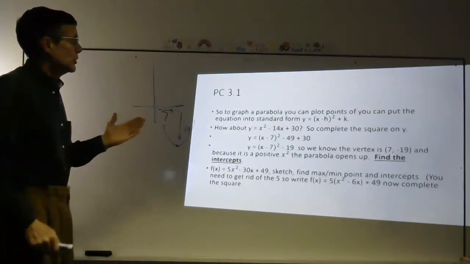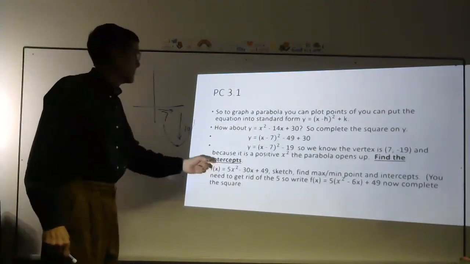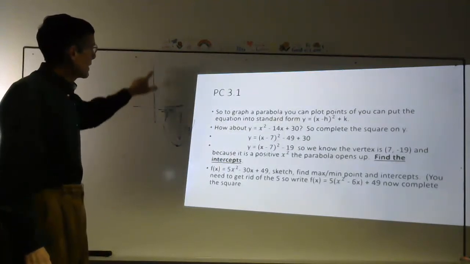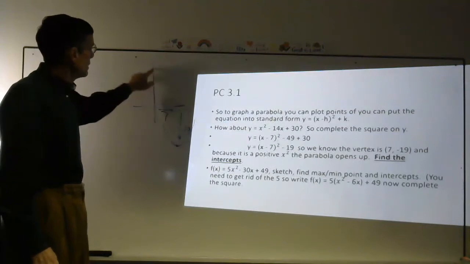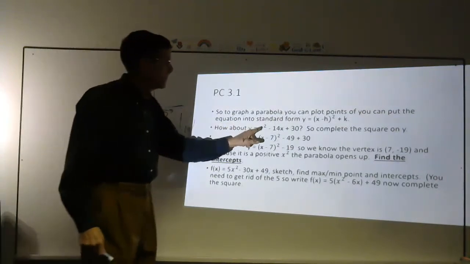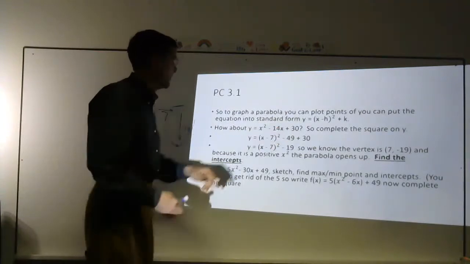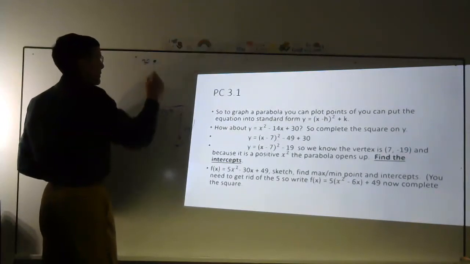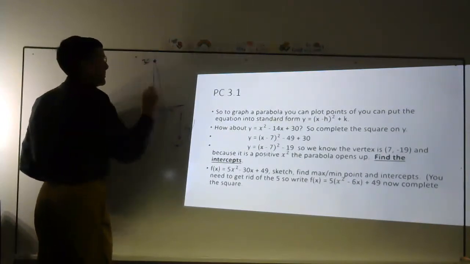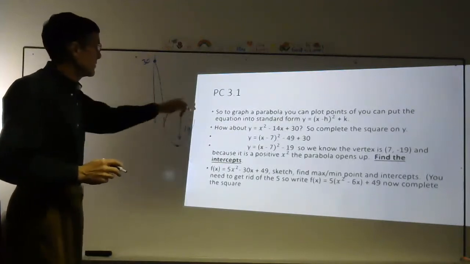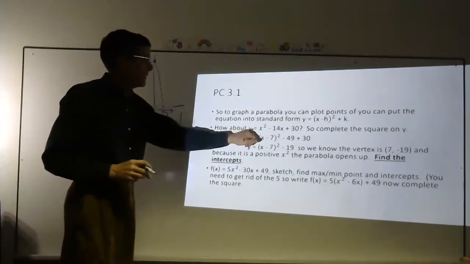Now, you should also be able to find the intercepts, where it hits the x and the y-axis. Where it hits the y-axis is extremely easy. Any point on the y-axis has a 0 value for the x. So you simply put 0 in here and 0 in here, and it hits at 30. So we know way up here someplace at 30, this parabola is going to come up and hit there. Now, where does it hit on the x-axis? That's a little bit trickier.